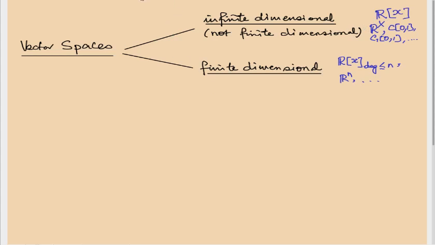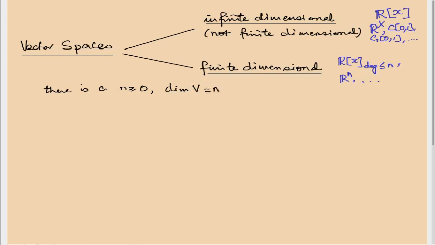Now, what about a finite dimensional vector space? So it means that there is n such that the dimension of the vector space V is n.